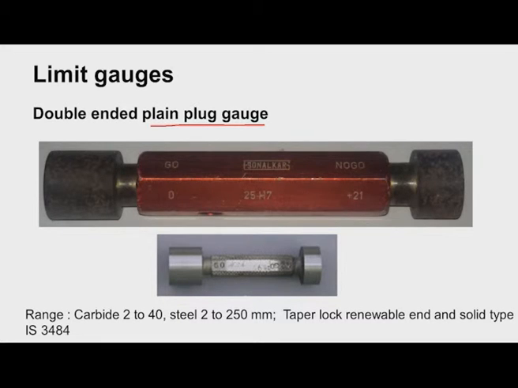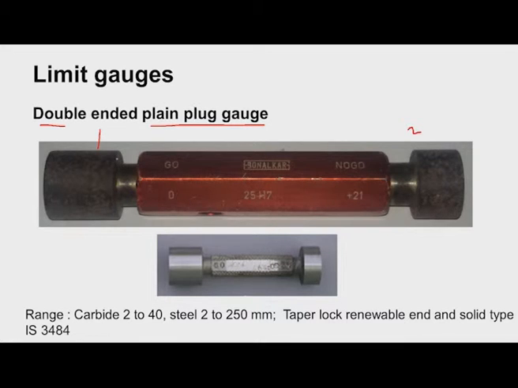Since there are two gauging surfaces, this is the first gauging surface and this is the second gauging surface. They are mounted on both sides of the handle, this red part is the handle. So the gauges are mounted on both the ends of the handle, and we say this is a double ended plane plug gauge. Now what we should understand here, there are two gauging ends. This corresponds to the maximum material limit, that is, this is the GO gauge. This is used for checking the holes.